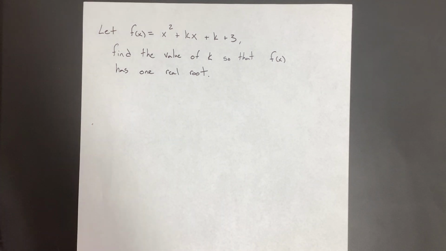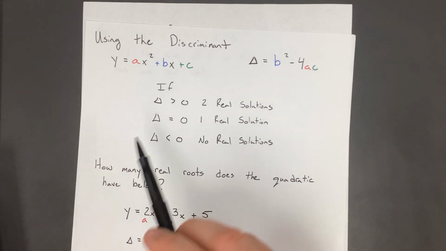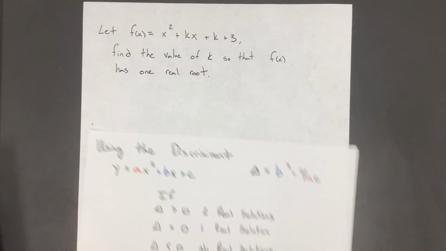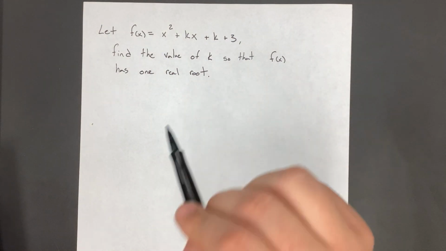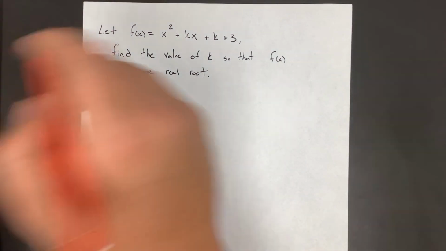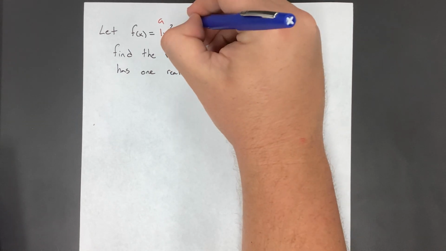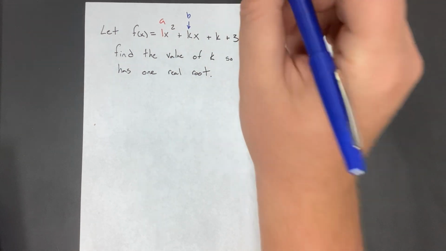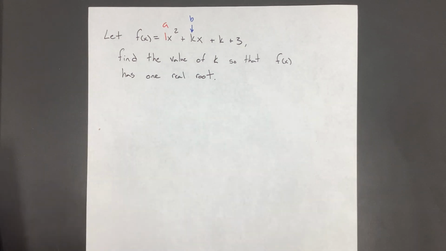Well, if we think back to our discriminant, we only have one real root when our discriminant is equal to 0. So what we're going to do is find the discriminant of this function and set it equal to 0. And so I know my a is going to be 1. My b is going to be this k, because k is a constant value. We don't know what k is. It can be anything, but we want to find out what k would have to be for there to be one real root.